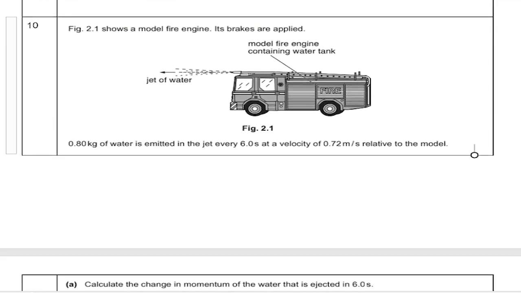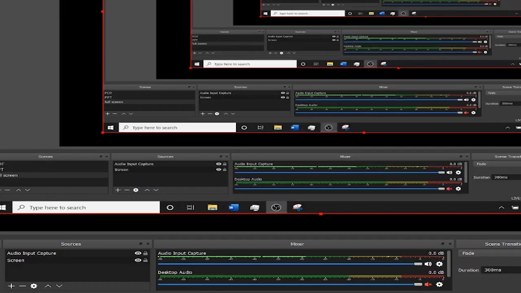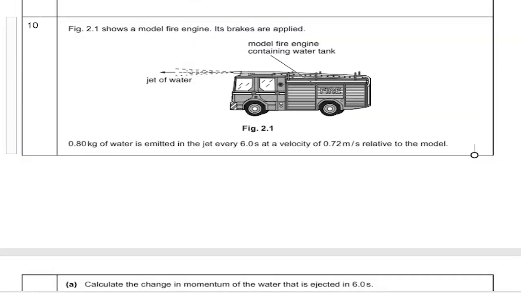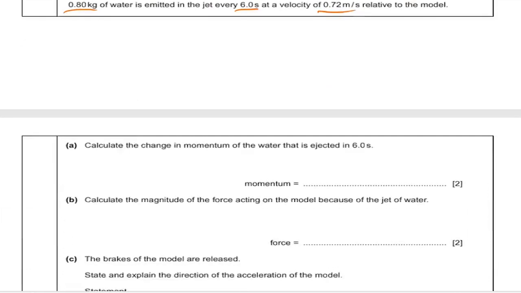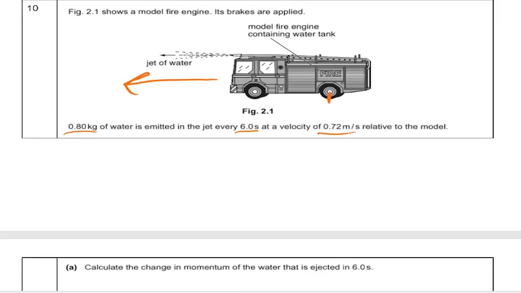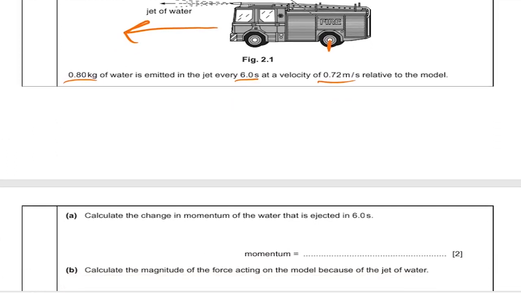Okay, for Year 11 structured, question 10, we've got figure 2.1, which shows us a model fire engine with its brakes applied. So those brakes are preventing it from moving backwards as it's firing this jet of water going forwards. It tells us that 0.8 kilograms of water is emitted by the jet every 6 seconds at a velocity of 0.72 meters per second relative to the model. Calculate the change in momentum of the water that is ejected in 6 seconds. So what we need to have a look at is the total mass of the water and the total change in momentum that it has.